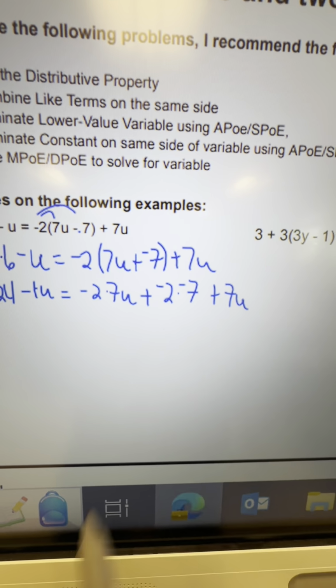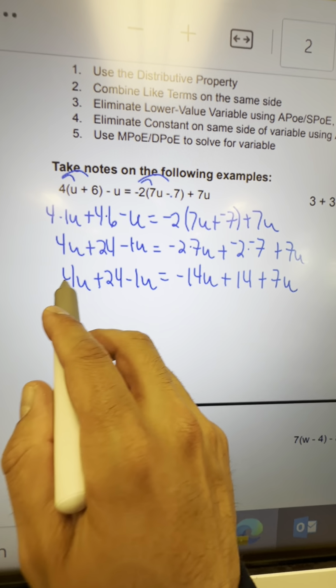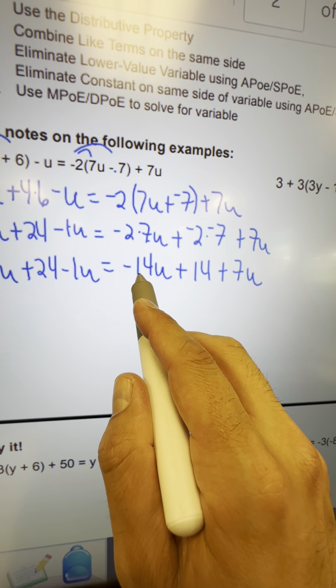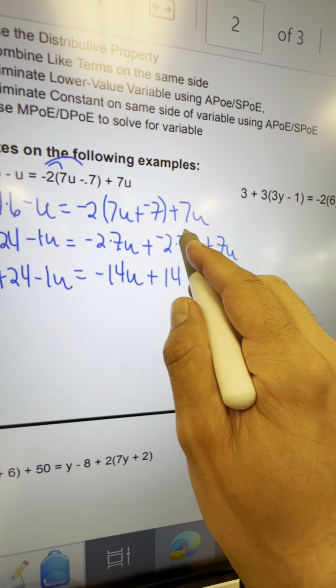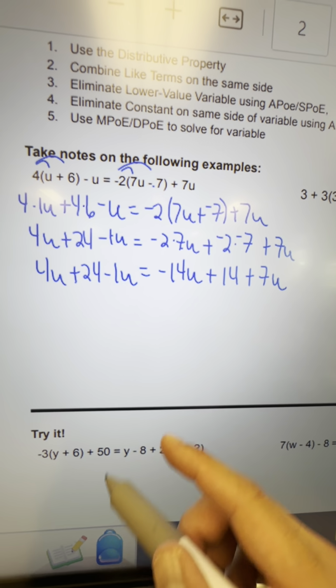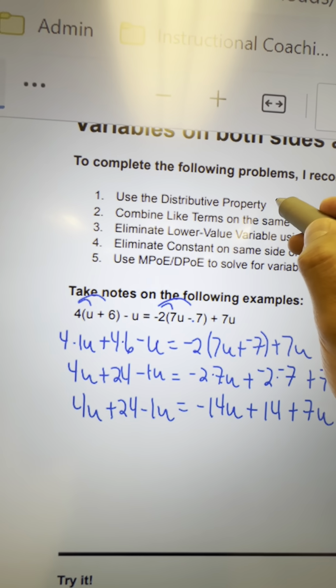So now I'm going to simplify this side. You can see here, I just rewrote the left side, and I multiplied this out. Negative 2 times 7 is negative 14. And then negative times negative, you get positive 14 here. And then I brought down my 7u. So that's step 1. I did step 1.